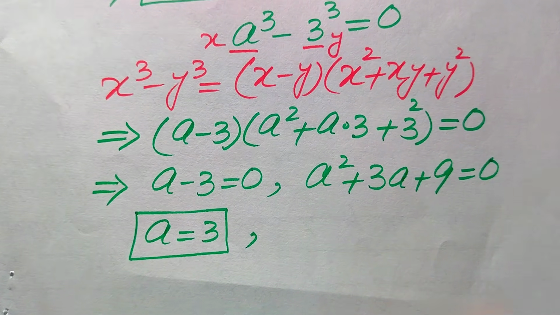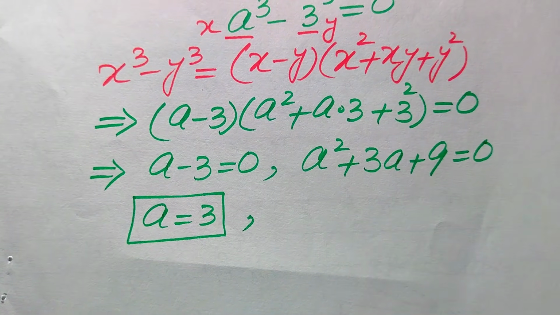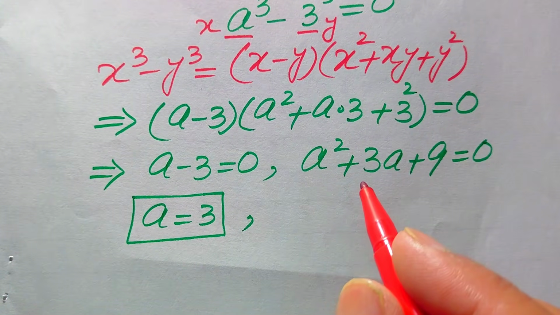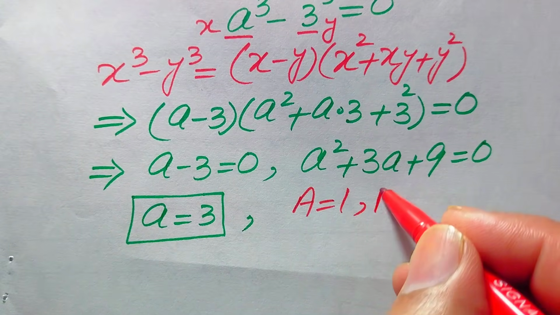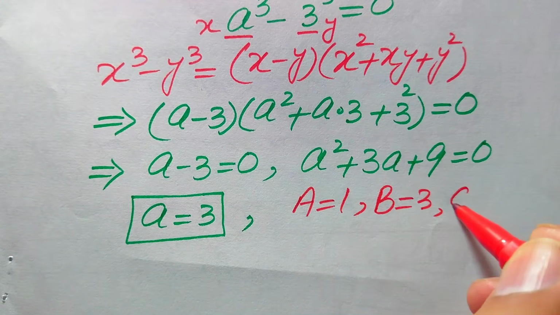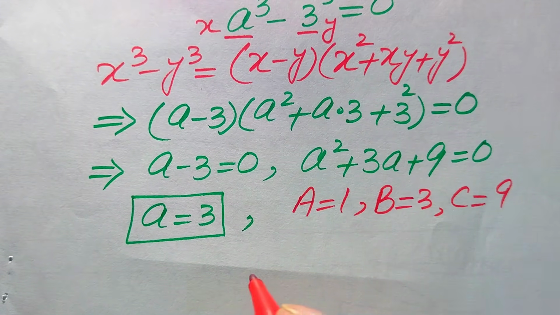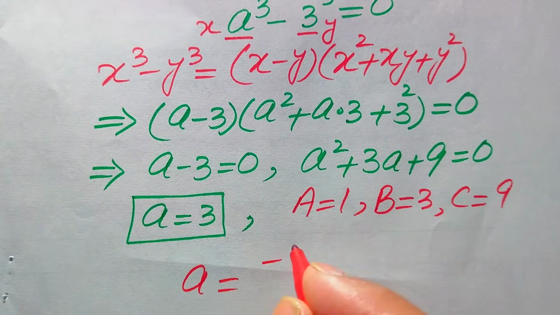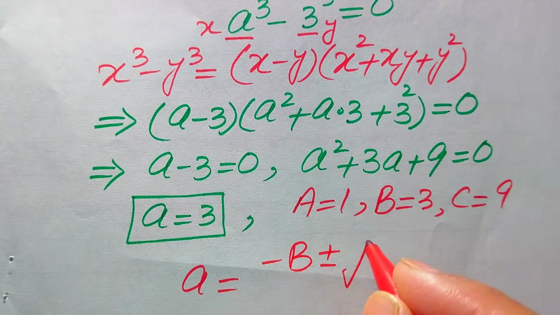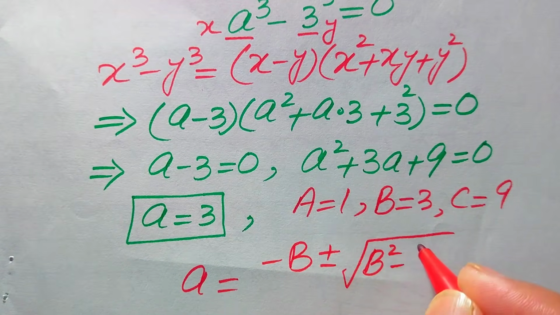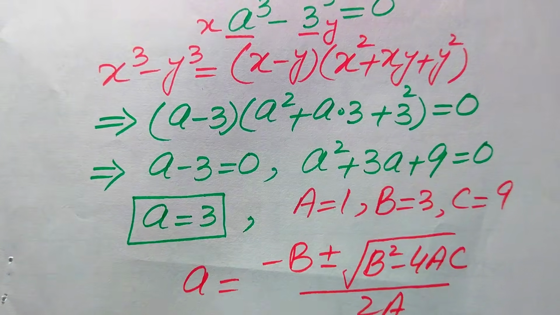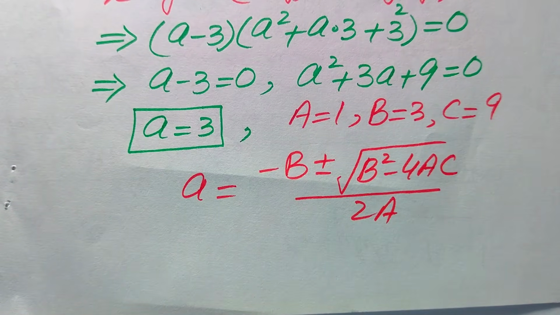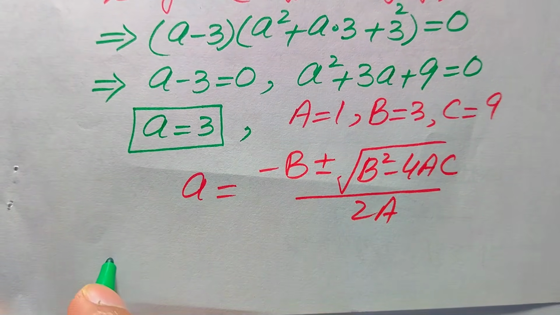So you see that this is a quadratic equation, and here we use the quadratic formula to solve it. For this we first write the coefficients of this equation, and its coefficients are a is equal to 1, b is equal to 3, and c is equal to 9. And we state the quadratic formula as a equals minus b plus minus square root of b square minus 4ac, divided by 2a. So this is our quadratic formula, and here we substitute all the values of a, b, and c.